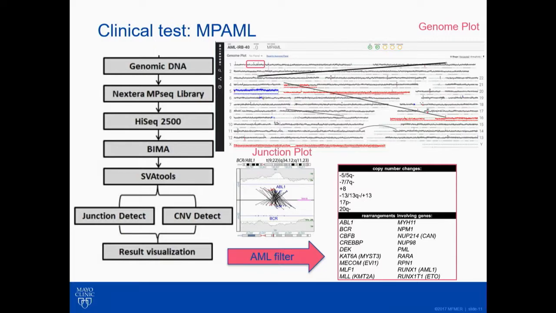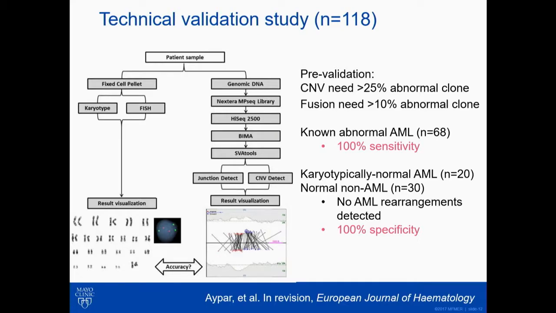And so we utilize a software that was developed at Mayo called Ingenium, where we can have filters, and we're only looking for those abnormalities that are on our FISH panel. So on the upper right corner, you see a genome plot, which basically identifies all the chromosomes, and you can appreciate deletions, duplications, as well as translocations, which are visualized by the black line. Junction plot, where you can specifically zoom in and identify a chromosomal rearrangement, and in this case, this is a BCR-ABL translocation. When we performed our validation study, we utilized 118 specimens.